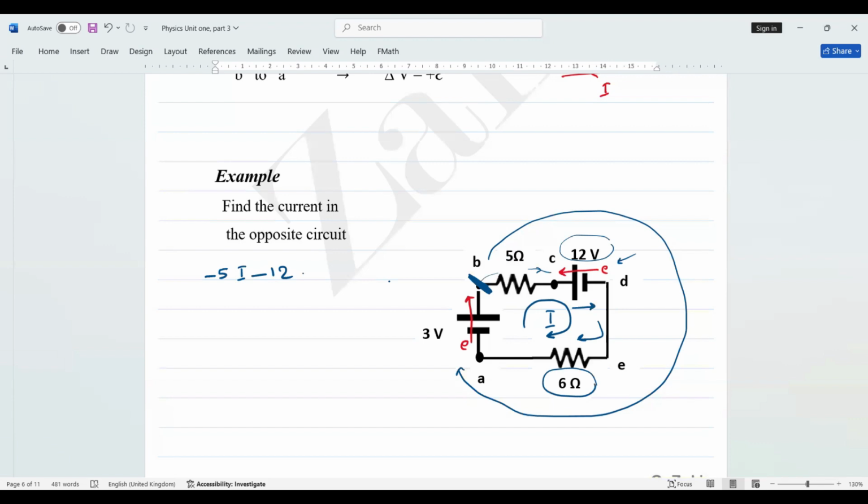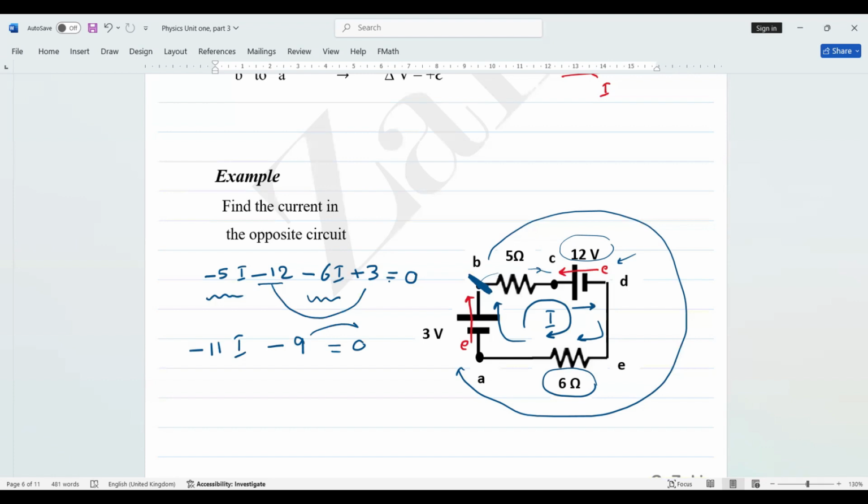So it is negative 6I. Now we go in this direction. The loop direction is the same as the direction of electron flow. So it's a positive 3. We reach the point B. We start at B and end at B. Then the answer is 0. So this is the way to solve any question by using Kirchhoff's second law. Now we collect the like terms. Negative 5I and negative 6I, negative 11I. Negative 12 plus 3, negative 9. Negative 9 equals 0.